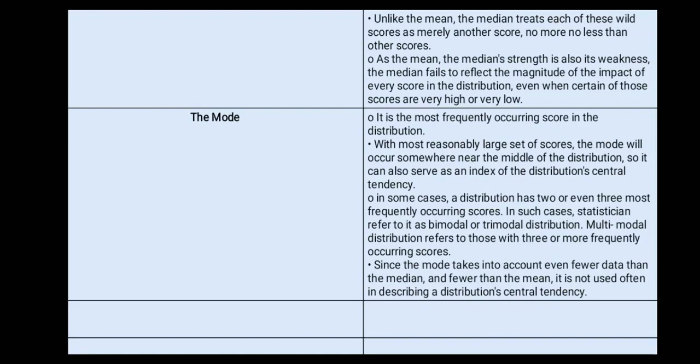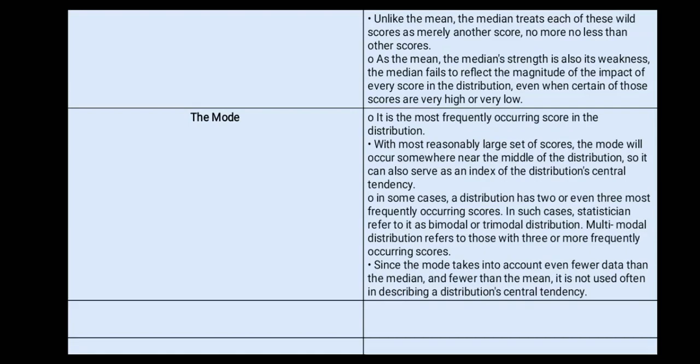Lastly, we have the mode. It is the most frequently occurring score in the distribution. With most reasonably large sets of scores, the mode will occur somewhere near the middle of the distribution, so it can also serve as an index of the distribution's central tendency.